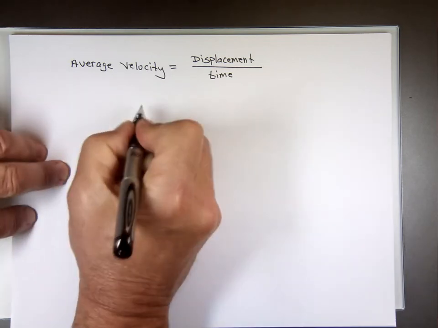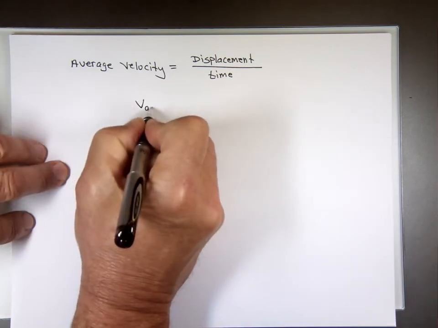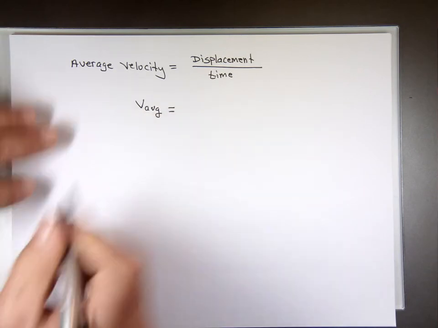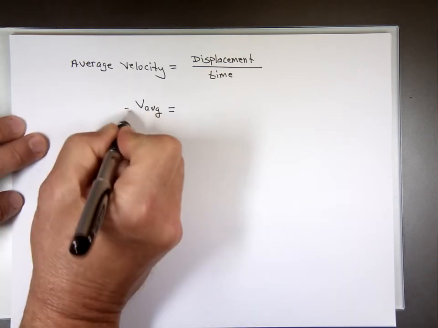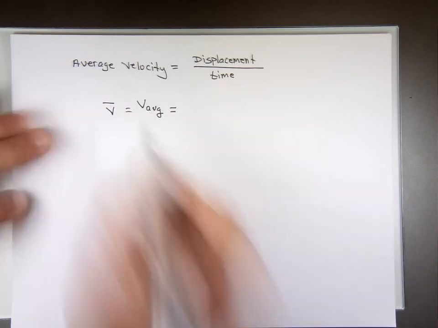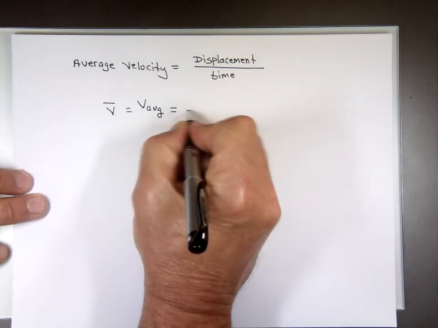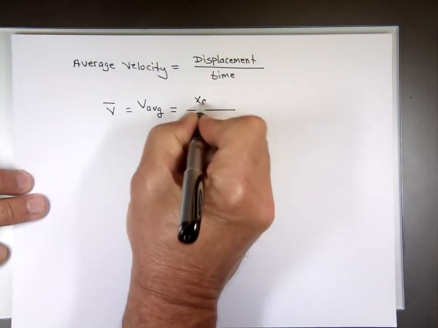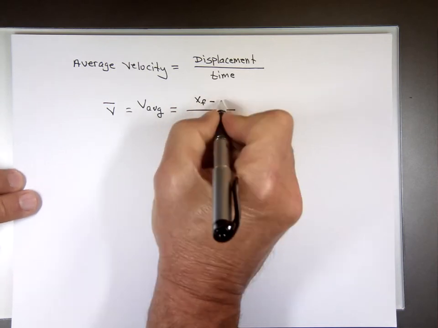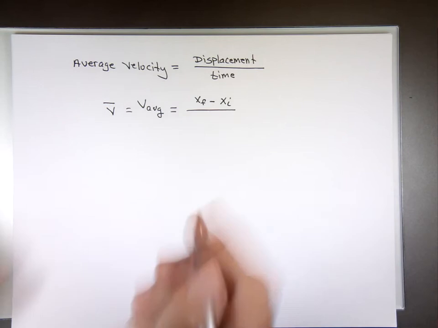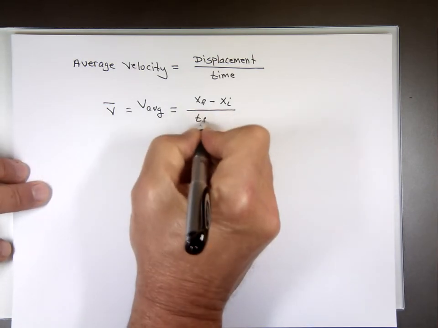Instead of distance divided by time, it's actually displacement divided by time. So V average, average velocity. And a lot of times instead of the word average, we write this, V with the bar over it. That means average velocity. It is the displacement, which is x final minus x initial, over the time, which is t final minus t initial.